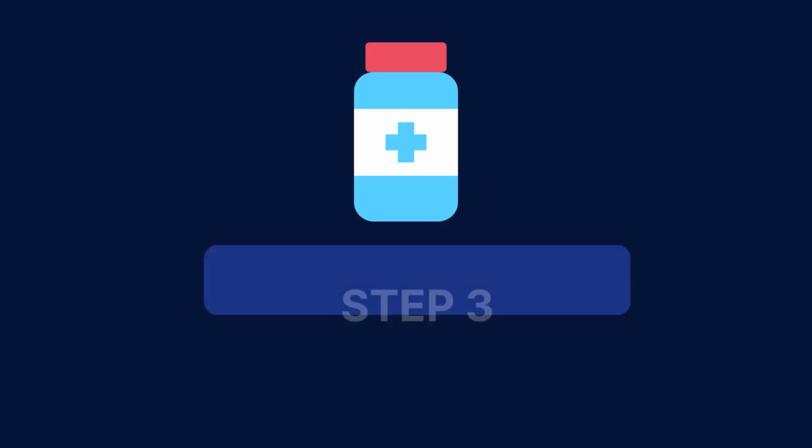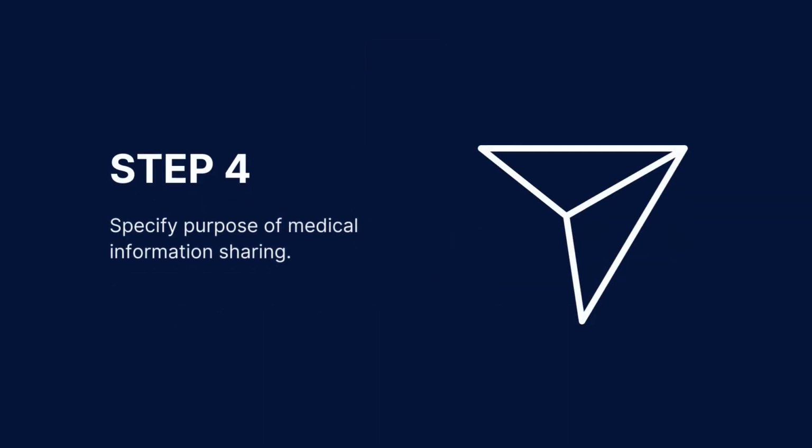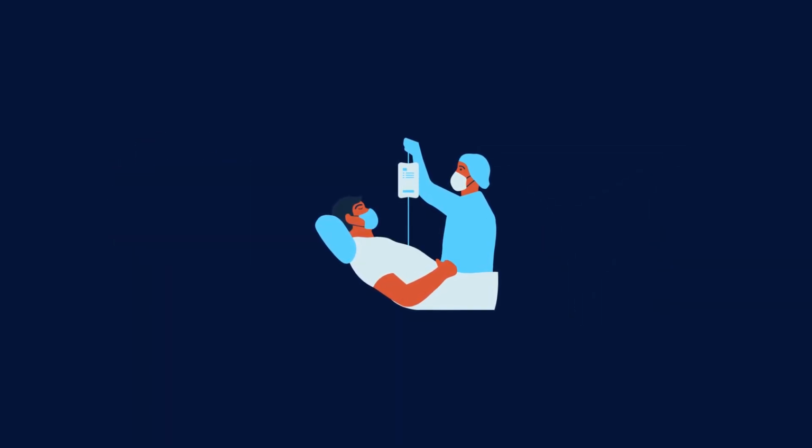Next, specify the type of medical information to be shared. Indicate which medical information will be shared by checking the appropriate boxes or providing a detailed description. Next, specify the purpose of the medical information sharing. Explain the reason for sharing medical information such as treatment or insurance claims.